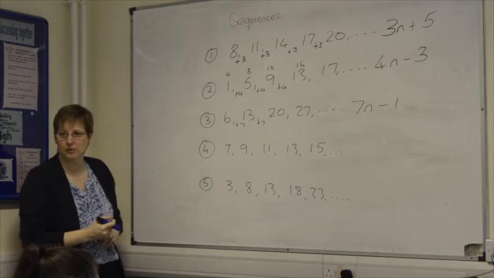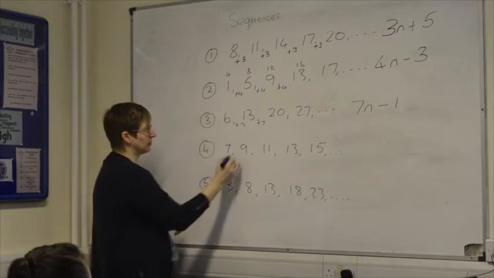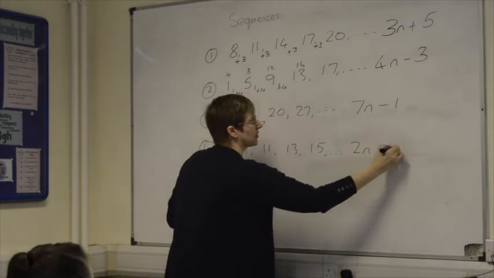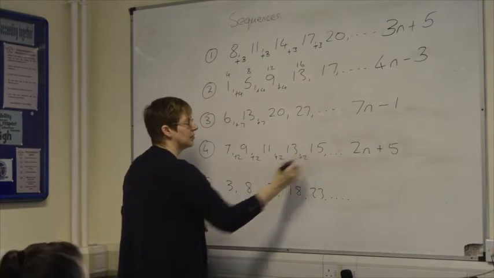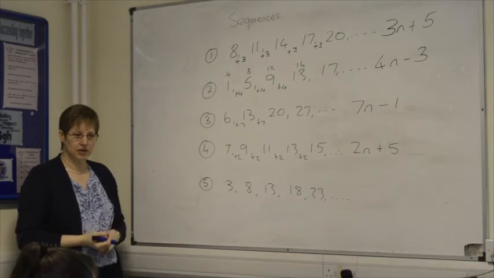Casper, can you do number 4 for me, please? So it's the 2 times table. Good. So it's 2n plus 5. Excellent. 2n plus 5. We can see it's going up in 2, so it must be the 2 times table, but it doesn't start at 2, it starts at 7, so we have to add 5 to it.